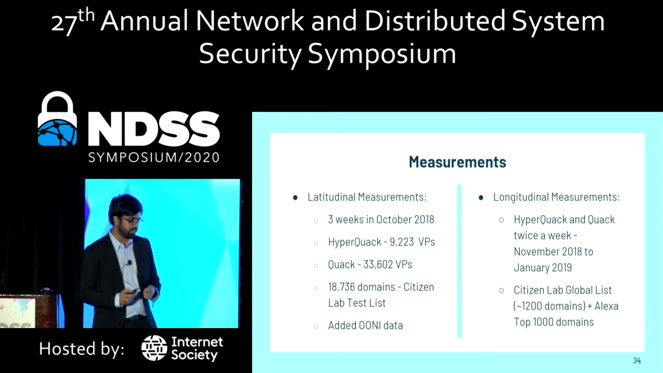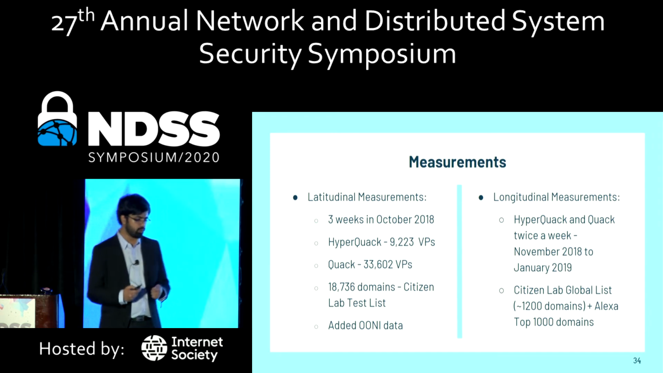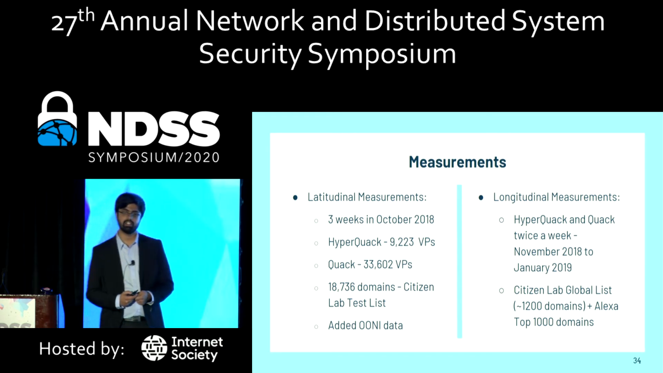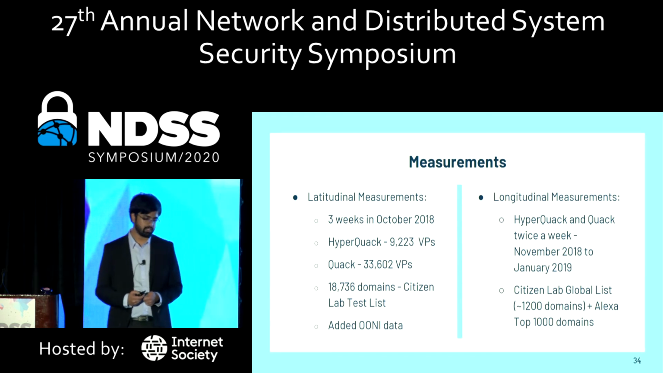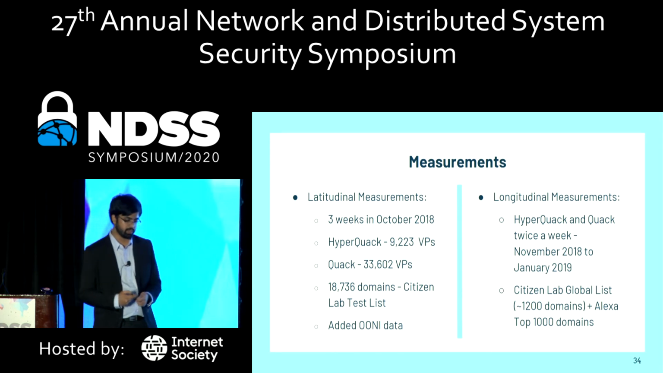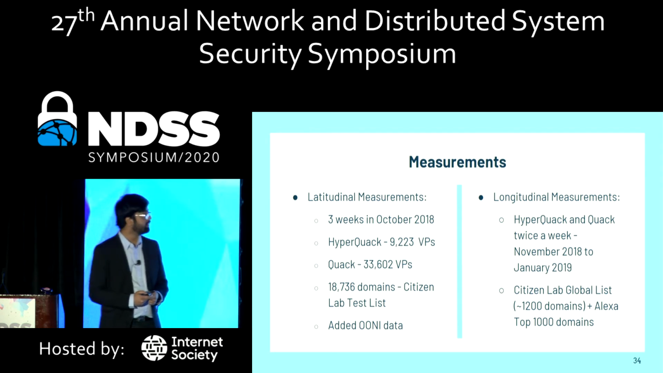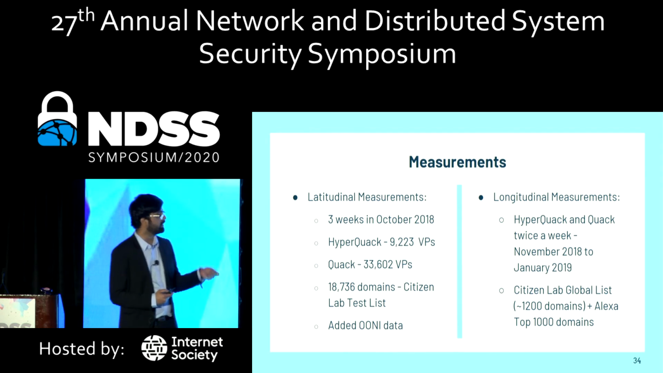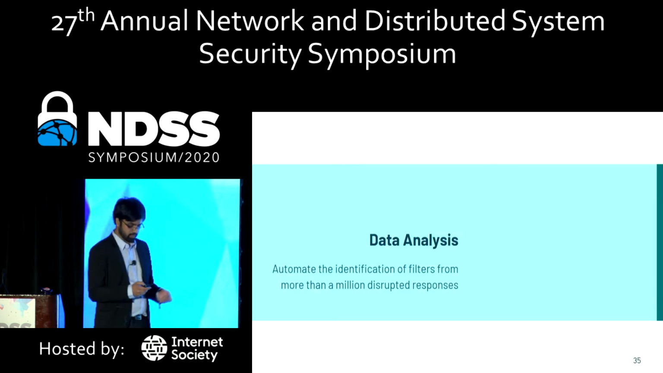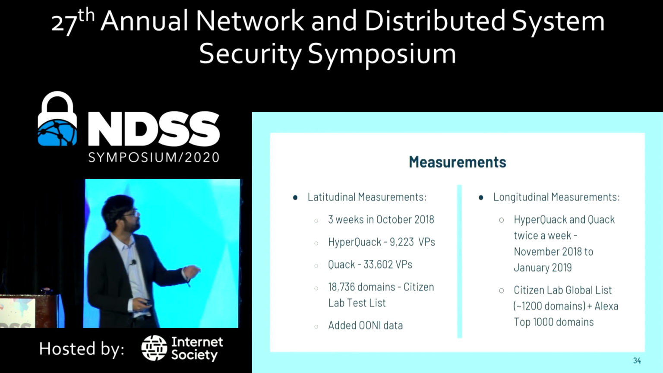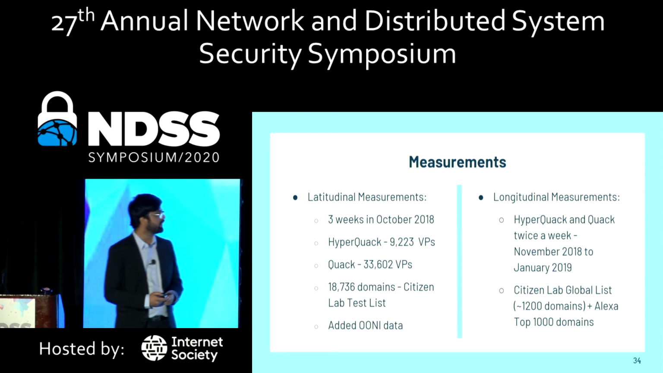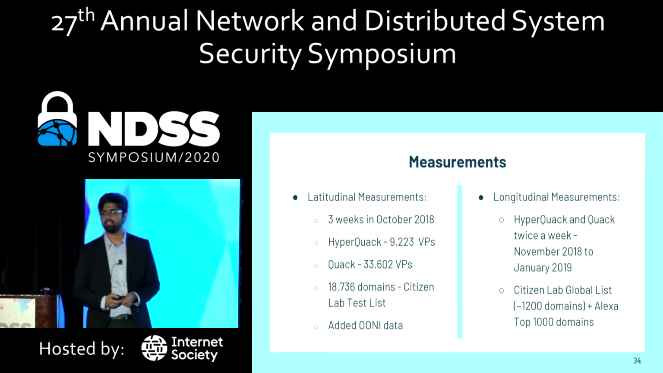So with our 3 data collection techniques, we performed 2 types of measurements. First, we conducted a wide-scale measurement testing reachability to more than 18,000 websites in the Citizen Lab test list, which is a curated set of sensitive websites. We conducted the study over 3 weeks, and we also added UNI data during the same period. We also conducted a longitudinal measurement over 3 months, running Quack and HyperQuack scans twice a week, and we reduced our load to around 2,000 domains in the longitudinal study.